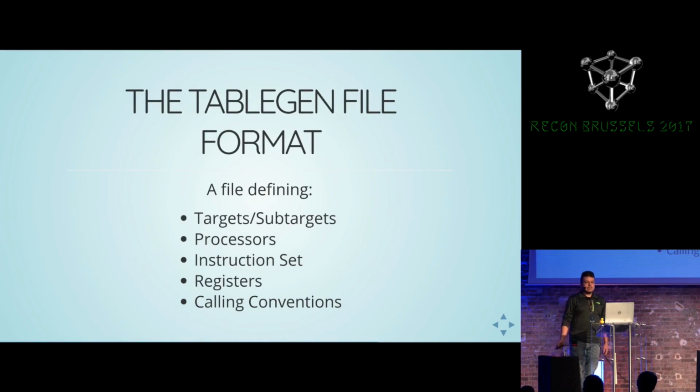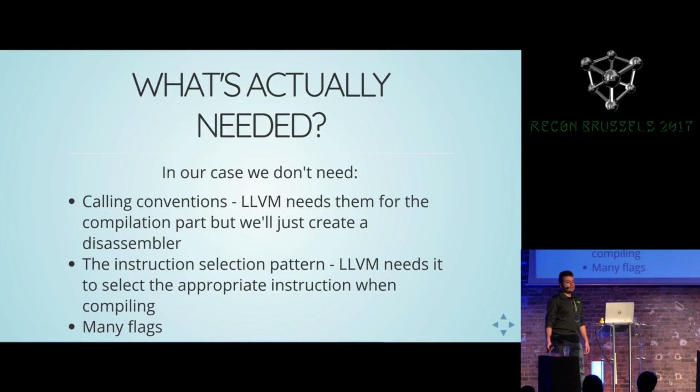The table.gen file format. It's a file containing targets, sub-targets, processors, the instruction set, registers, calling conventions. But in our case, we won't need the calling conventions. After all, we're just generating a disassembler. We won't do any compilation. We don't need the instruction selection pattern. LLVM needs this to convert from the IR to the final assembly. And we won't need the many flags.